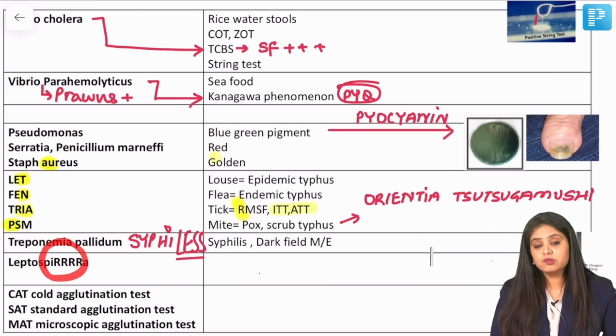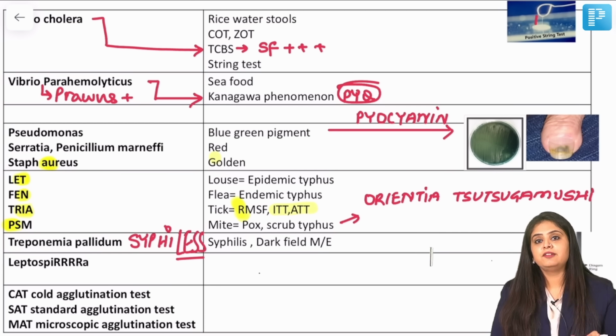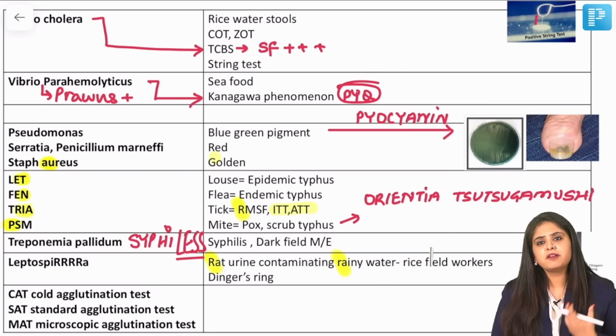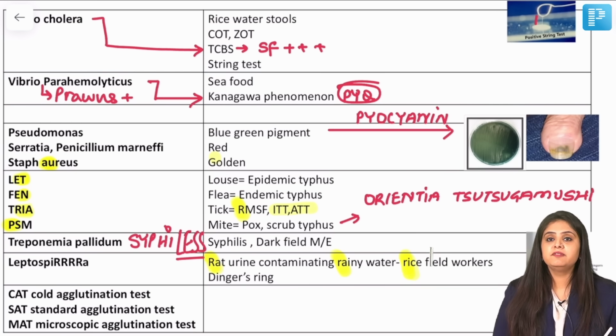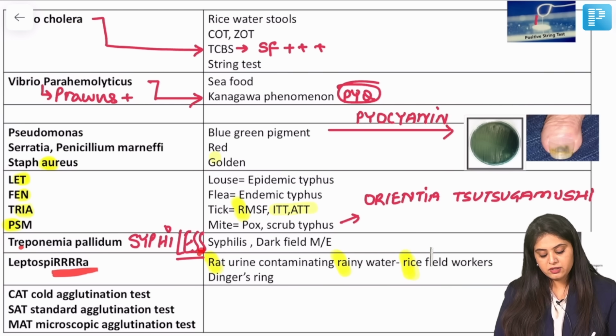Now coming to Leptospira. And why do I write RRR? Because that's the classical life cycle you will be given. They will always give you that rat urine has gone into rainy water. And who uses rainy water? Farmers, especially for growing crops like rice. So this will now go through the rice field workers, come in contact with them, and they will end up with Leptospira. So rat urine contaminating rainy water going into rice field workers.